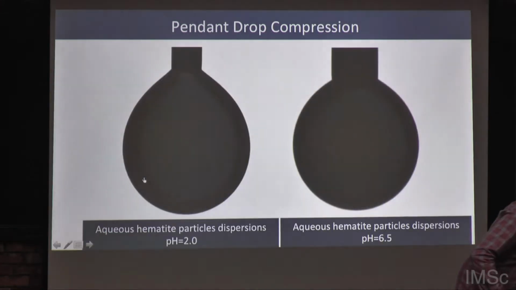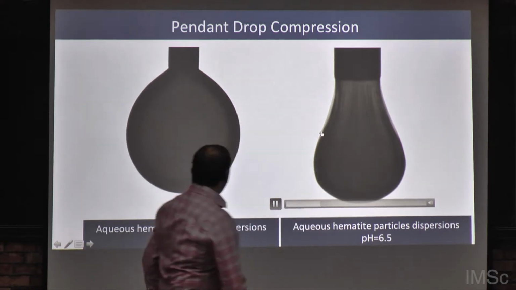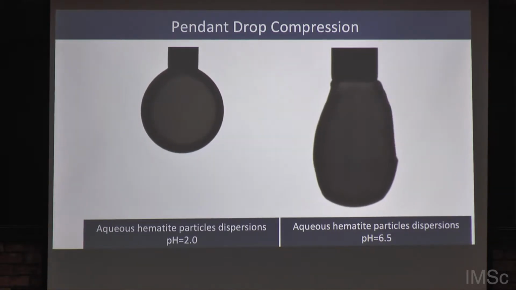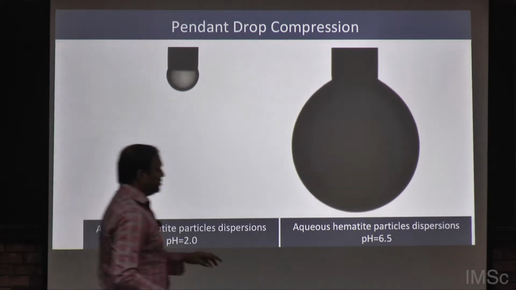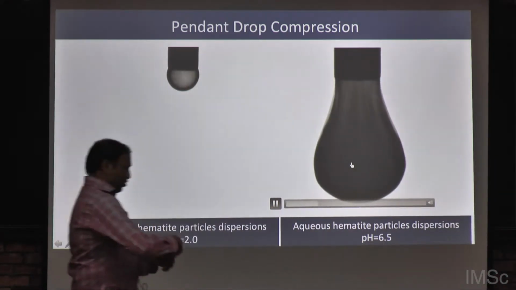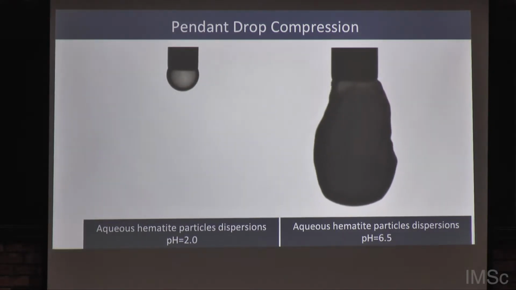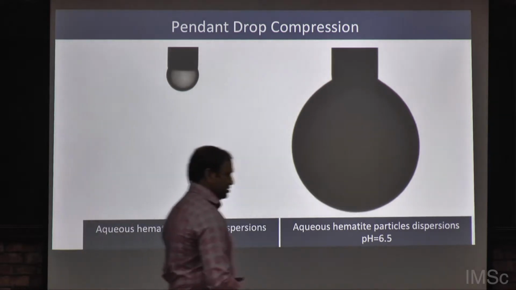On the left is the case where the pH was 2 and I am withdrawing the fluid. There's an isotropic shrinkage, and at some point all the fluid goes into the syringe. Whereas in the case where the pH is 6.5, when I try to withdraw the fluid, I see this nice wrinkling behavior. Again this points to a similar kind of argument: we believe that the particles go to the interface as I compress it, and that's what leads to this behavior.